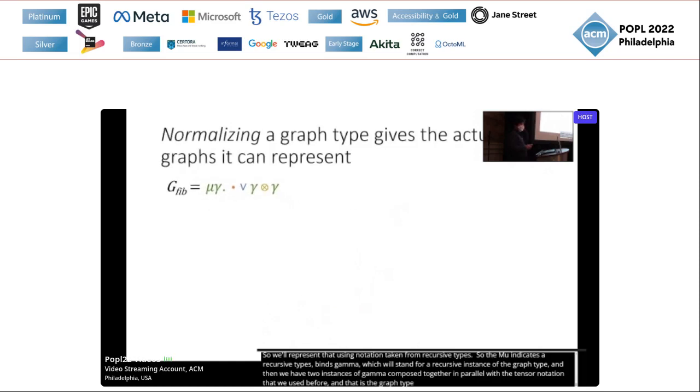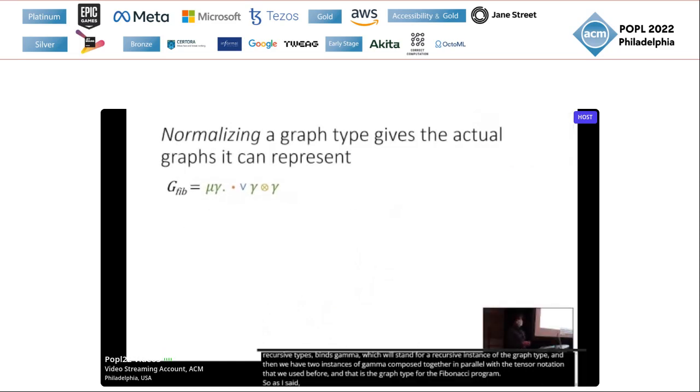So as I've said, a graph type represents a set of actual graphs that might arise at runtime. Now we can recover the set of graphs through a process called normalization. If a graph type has recursion, the set of graphs is going to be infinite. So to avoid dealing with infinite sets, we parameterize the normalization operator by a natural number, which roughly corresponds to how many times we're going to unroll recursive graph types. So norm sub 1 of the graph type for the Fibonacci program is just the singleton graph.